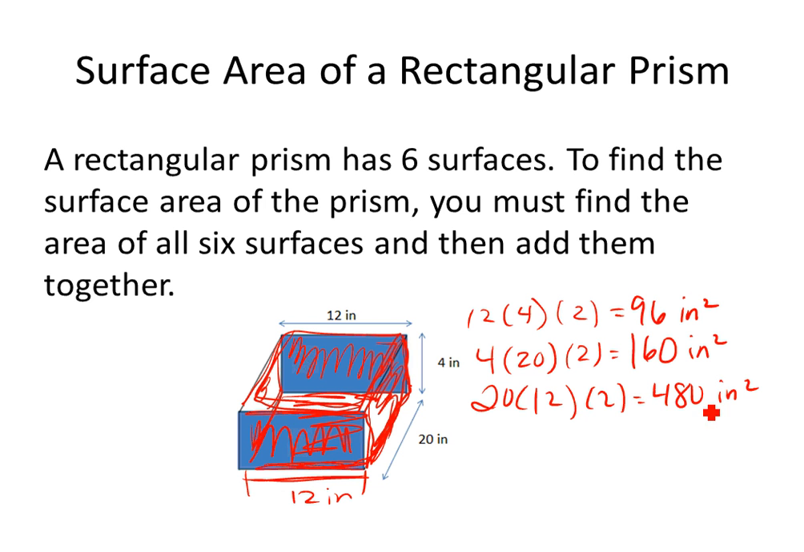inches squared. So to get the total surface area, you add all those surfaces together, because I found all 6 surfaces. So 96 plus 160 plus 480 is 736 inches squared. So that's how you would do the rectangular prism.